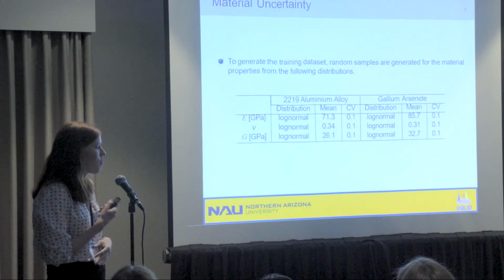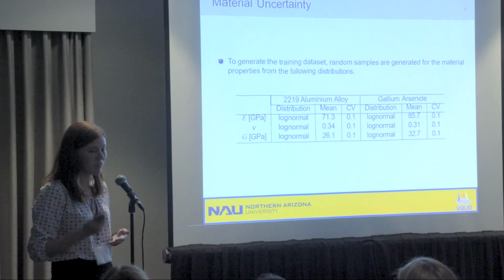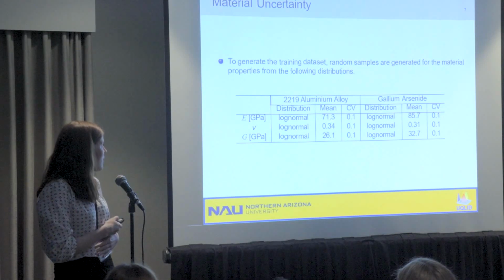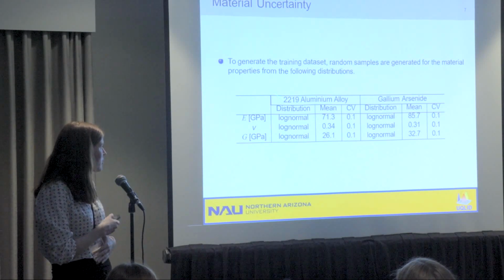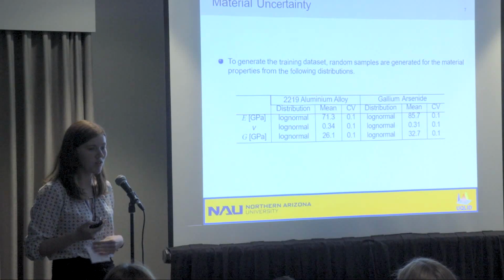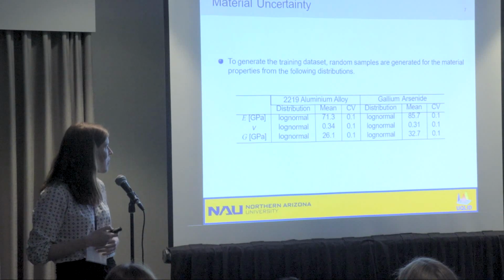And then once I have the models all generated, I'm able to move on to the material uncertainties and different perturbations. So these are the different material properties that we were looking at: Young's modulus, Poisson's ratio, your shear and bulk modulus. All those are very important basically for deformation.